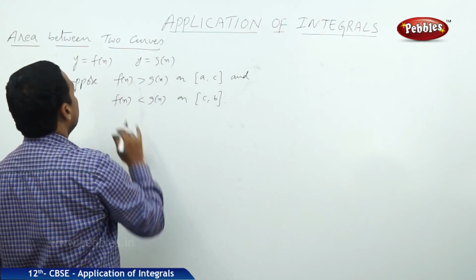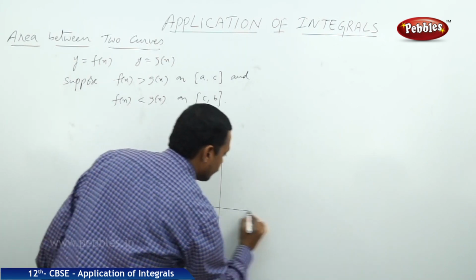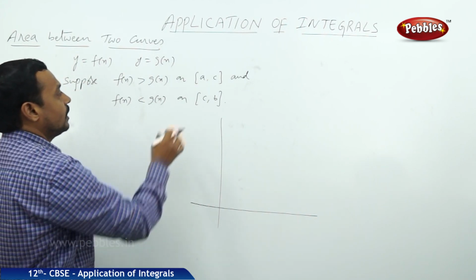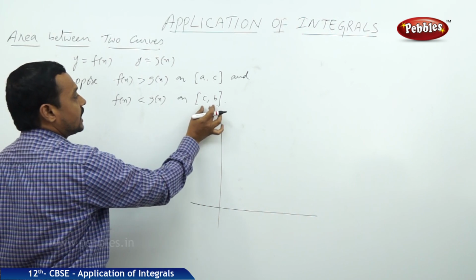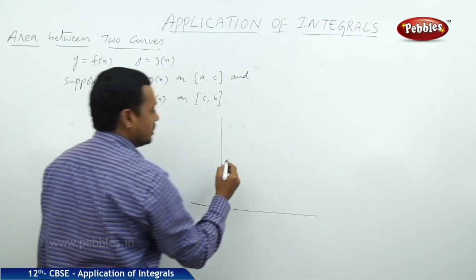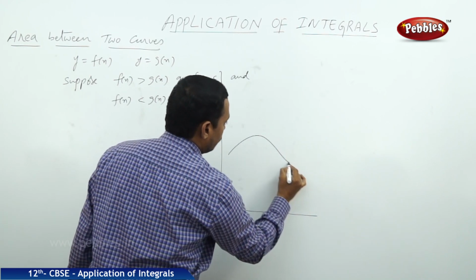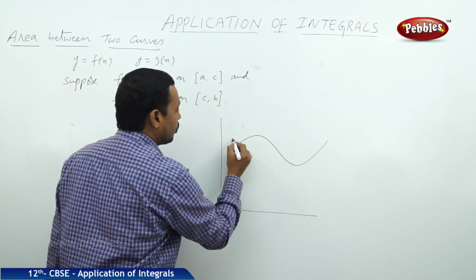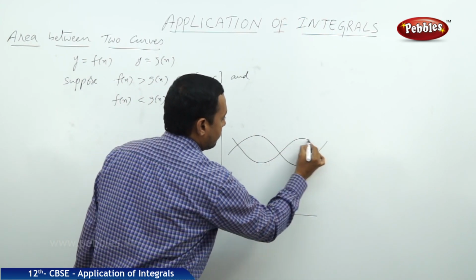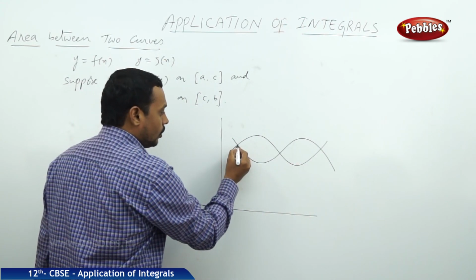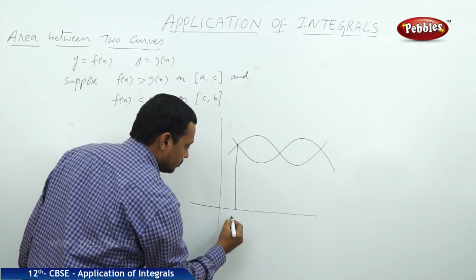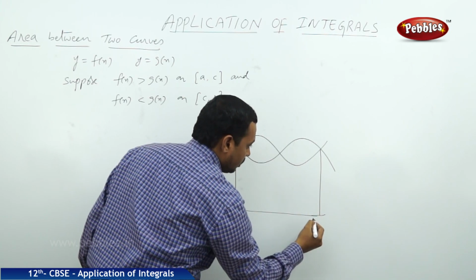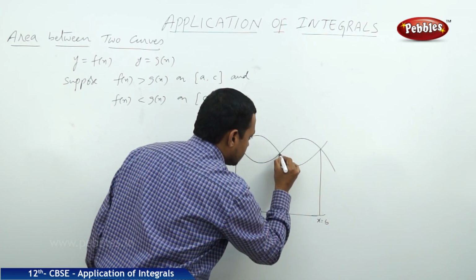Now first of all, let us draw the two curves. y is equal to f of x, y is equal to g of x, and in one interval f of x is more than g of x, in the other interval f of x is less than g of x. Suppose the curve y is equal to f of x is like this, and the other curve y is equal to g of x is like this. Okay, now let this be the point of intersection, x is equal to a, and this is another point of intersection, x is equal to b, and this is x is equal to c.